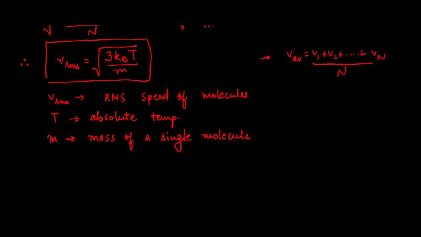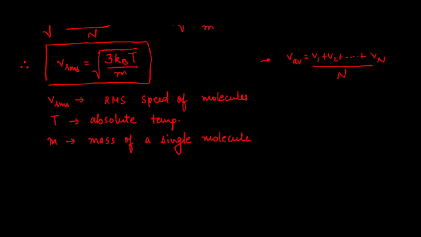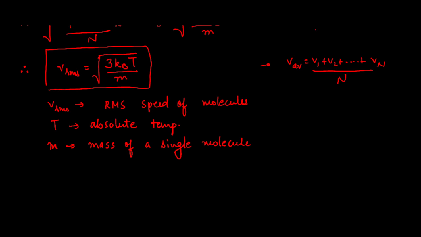There is no need to write it like that. Okay, this is easier. So Vrms is equal to under root 3 kBT by m.